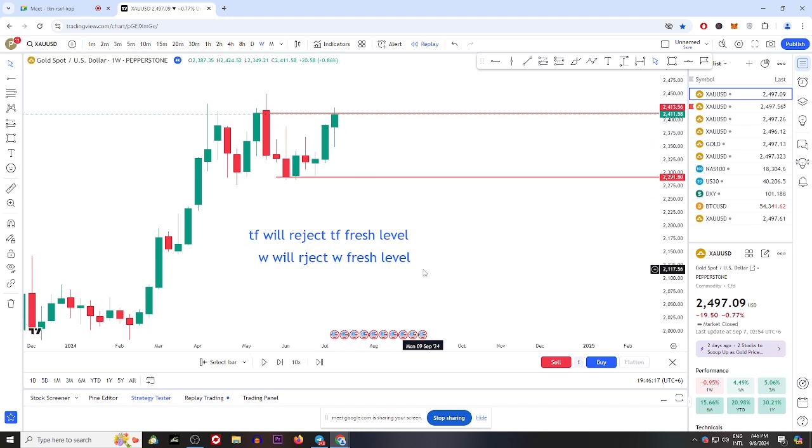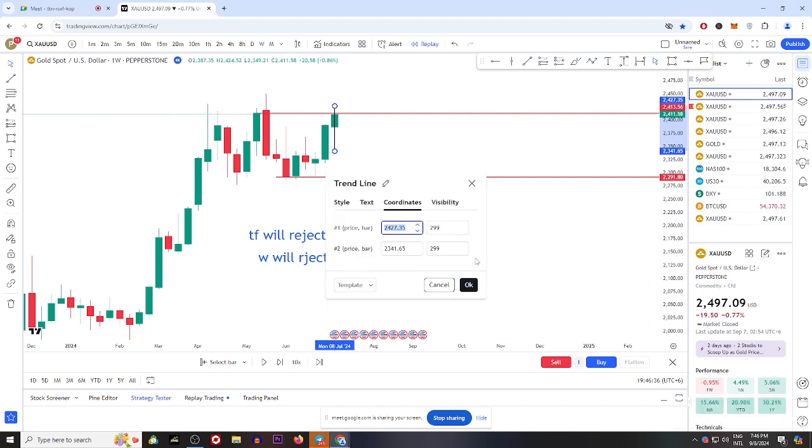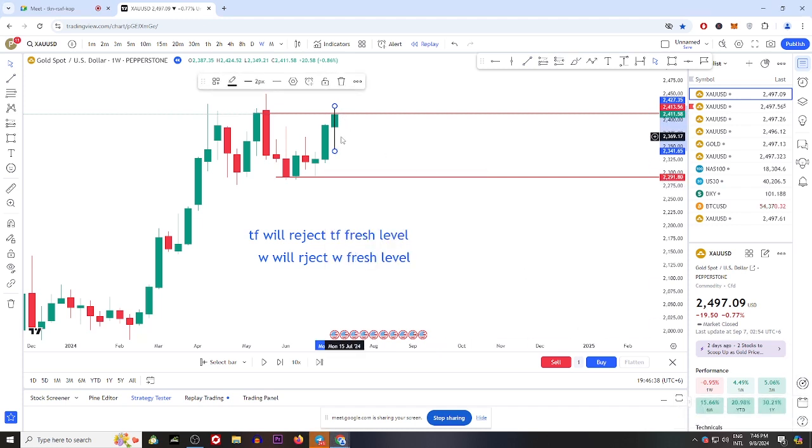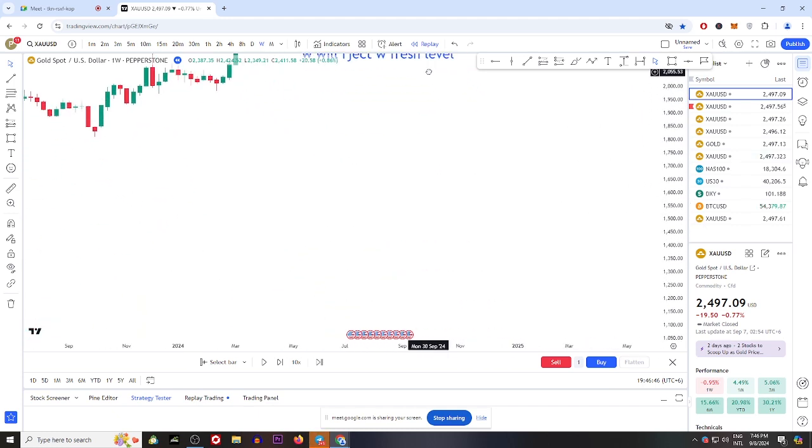Clear? Whenever we see a rejection, we will do one thing. We always will mark it. As we are practicing, in this practice session, we will mark the rejection candle, which is this one. This is the rejection candle. We will mark a vertical line on that rejection candle. Clear? Clear.